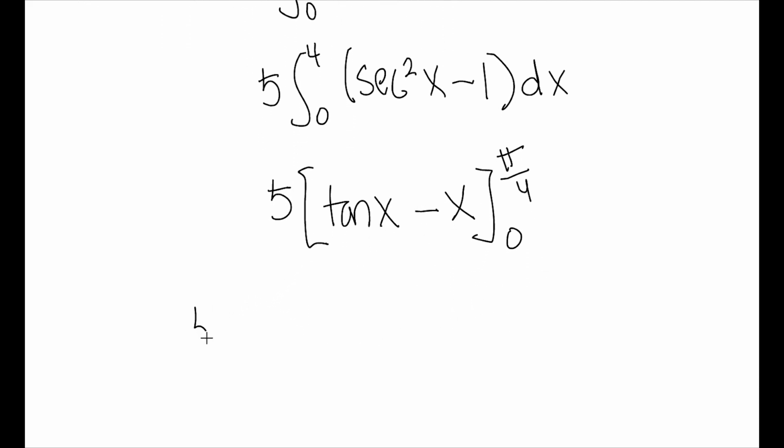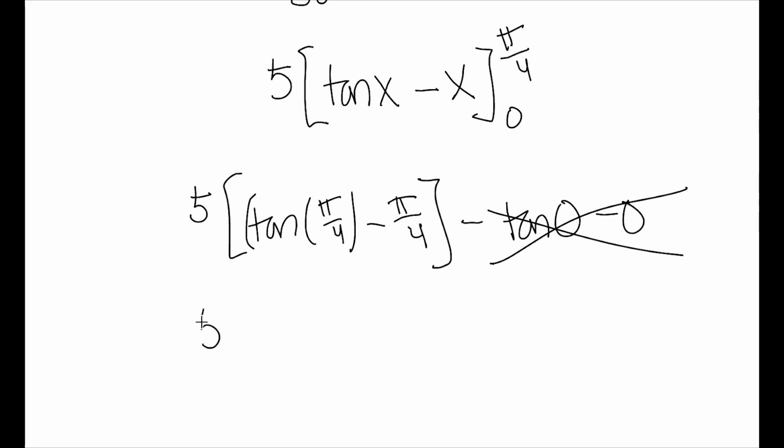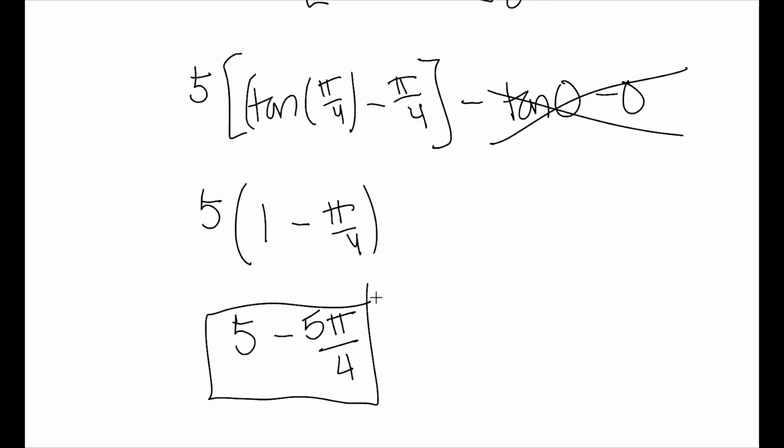The tangent, so we do 5 times tangent of pi over 4 minus pi over 4. Then we subtract tangent of 0 minus 0. Tangent of 0 is 0, and 0 is 0, so that's gone. Tan of pi over 4 is 1, and then we just distribute the 5. So the area under the curve between 0 and pi over 4 is 5 minus 5 pi over 4.